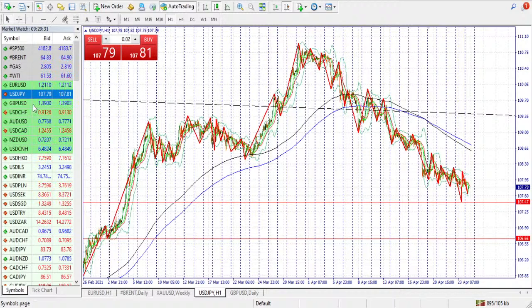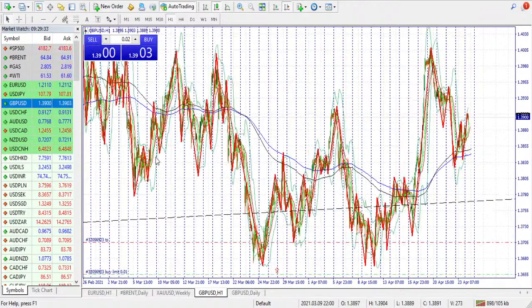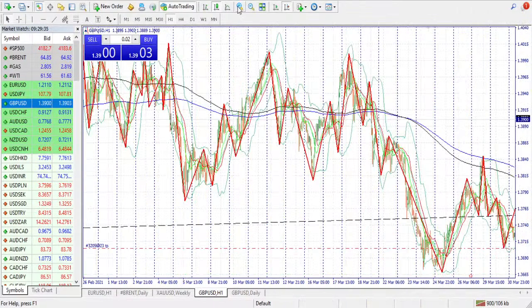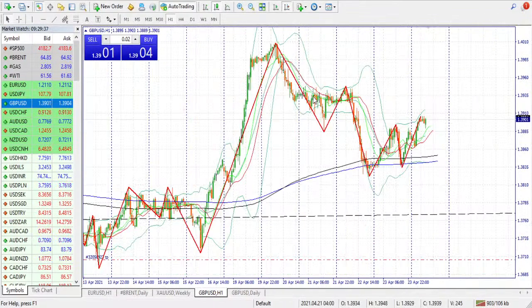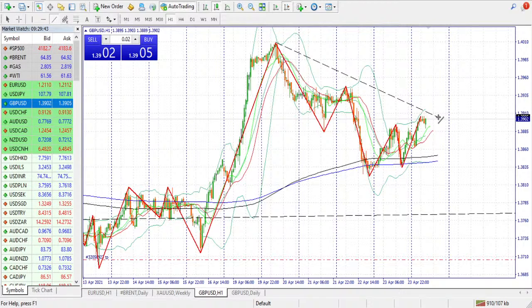The next pair is GBP USD. So so far, we do have some uptrend temporarily. Look at it like this. First of all, there is this. This is like a resistance. And there was this resistance which was not used very well. And then as we are speaking now, the price is above everything.